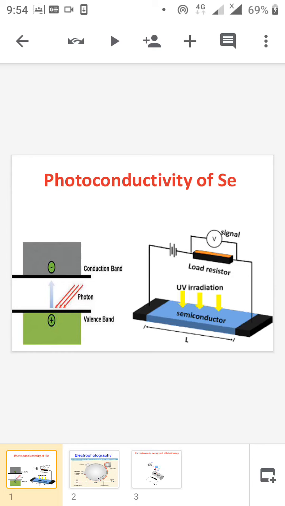Good morning, everybody. Today we are discussing the next topic of the representative elements 2, that is the role of selenium in xerography. Xerography is otherwise known as dry writing. The major important property of selenium is photoconductivity. Photoconductivity means increasing electrical conductivity when exposed to light of suitable frequency.